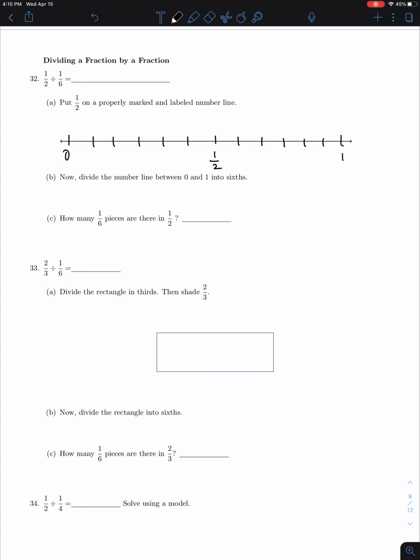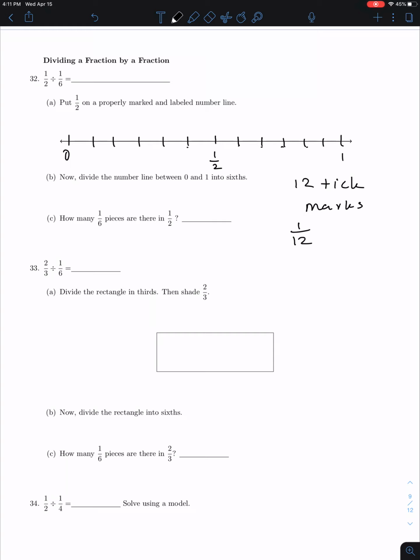And so if we count how many tick marks we have from 0 up to 1, we've got 1, 2, 3, 4, 5, 6, 7, 8, 9, 10, 11, 12. So we've got 12 tick marks, which means that each one of the tick marks represents a 1/12. So keep that in mind. That's going to come in handy. So in this case, we want to know how many 1/6 pieces are there in 1/2. So remember, each one of these guys is going to represent a sixth.